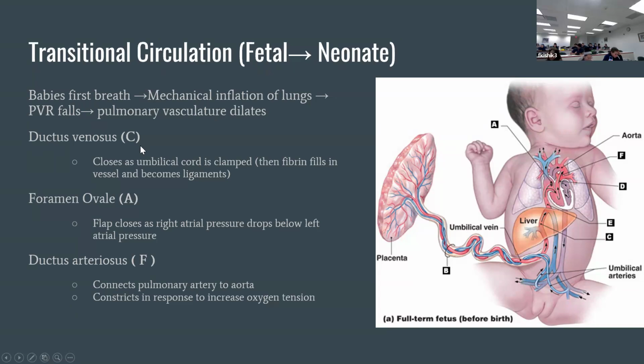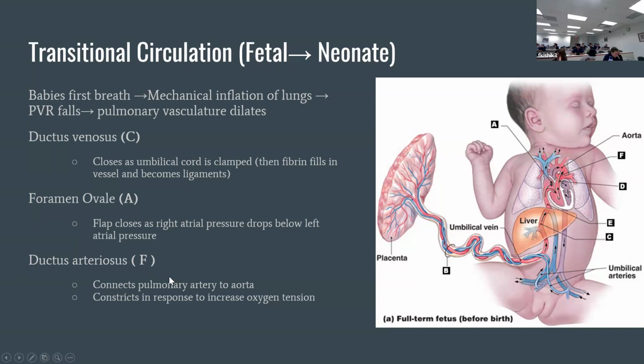So what happens to the ductus venosus, the foramen ovale, and the ductus arteriosus? So the ductus venosus is going to close as the umbilical cord is clamped. Then fibrin will fill in the vessel and it'll just become a ligament. For the foramen ovale, this flap will close as the right atrial pressure drops below the left atrial pressure.